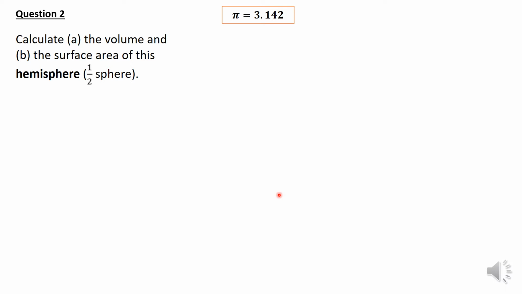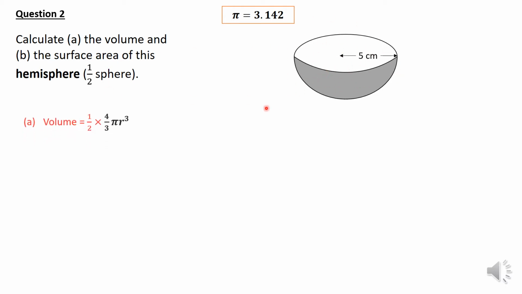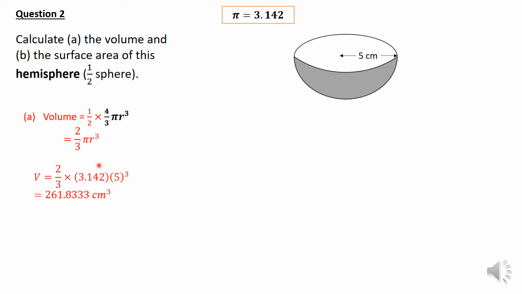Right, our next question here asks you to calculate the volume and the surface area of this hemisphere. Now you see a hemisphere is half of a sphere. So if I do the first part, I know the formula is 4/3 pi r cubed. Now I multiply my formula by a half because this is a hemisphere. And when you do that, you're going to end up with 2/3 pi r cubed. And now you can punch in your value of pi and your value of r. And when you do that to three significant figures, you should be getting 262 cubic centimeters.